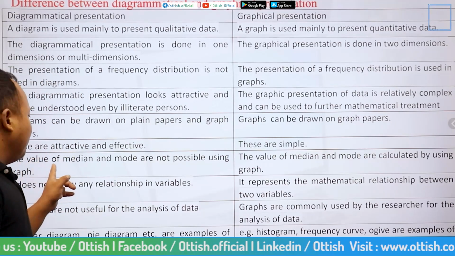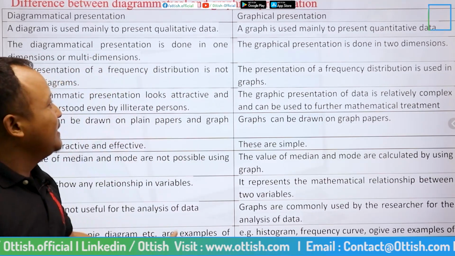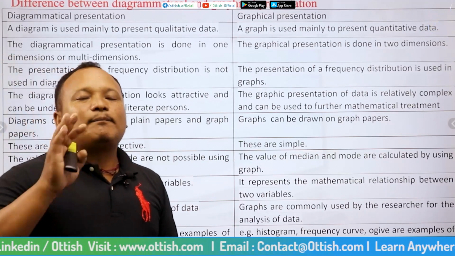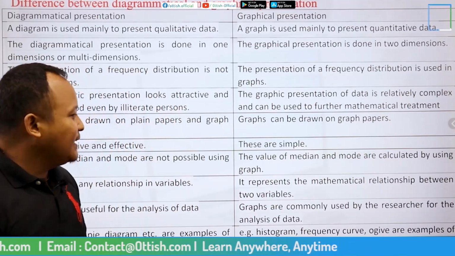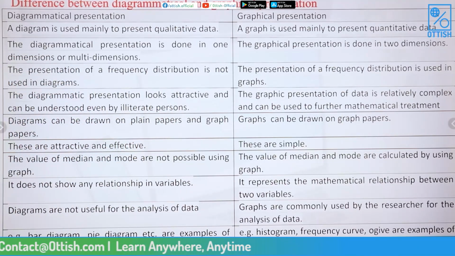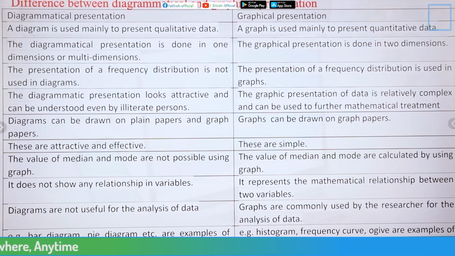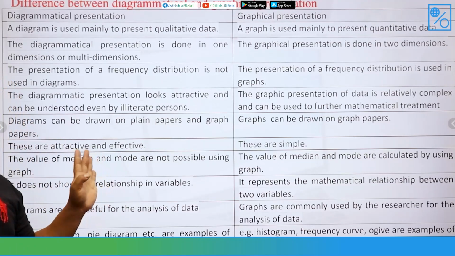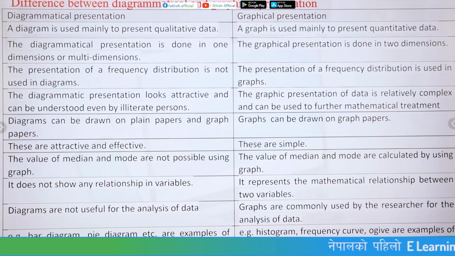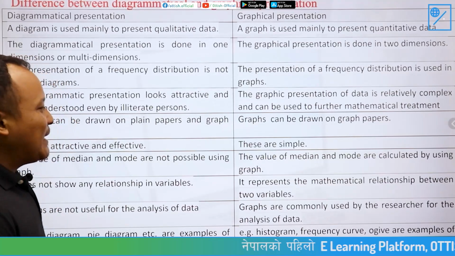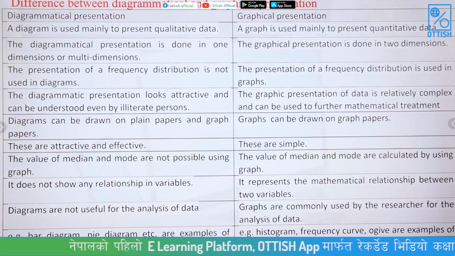Values like the median and different types of summary values are not possible using the diagrammatic presentation, but in the graphical presentation we can find different summary values like mode, median, even decile, percentile and quartiles, which are calculated by using the graphical presentation. Diagrams do not show any relationship between two or more variables, but the graphical presentation shows the mathematical relationship between two variables, like regression.